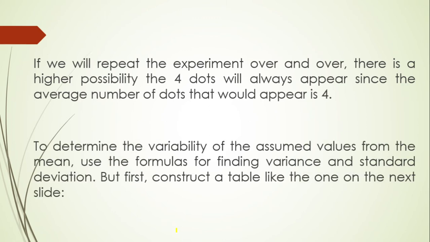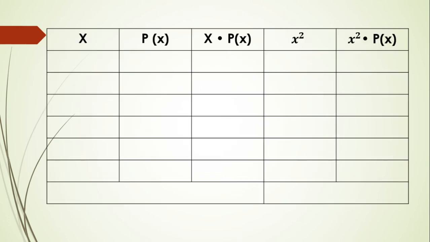To determine the variability of the assumed values from the mean, use the formulas for finding variance and standard deviation. But first, construct a table like the one on the next slide. So this is the table: x, p of x, x times p of x, x squared, and x squared times p of x. Write the values of the outcome: 1, 2, 3, 4, 5, 6, and the probabilities 0.1, 0.1, 0.1, 0.5, 0.1, 0.1.